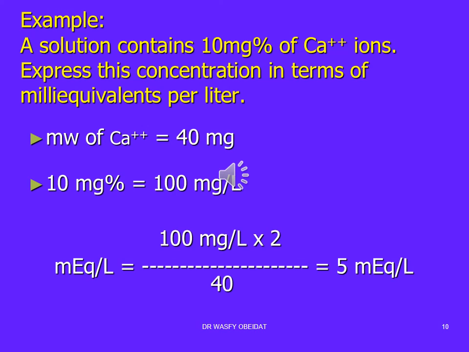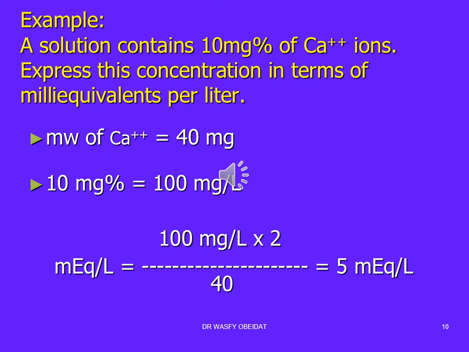This slide also shows an example on how to convert milligrams into milliequivalents. In this example, it is required to express the concentration 10 milligram percent of calcium in terms of milliequivalents per liter. So it is very much similar to the previous example, except for changing the ion type from potassium into calcium ions. So first we should know the atomic weight of calcium, which is 40 grams per mole.